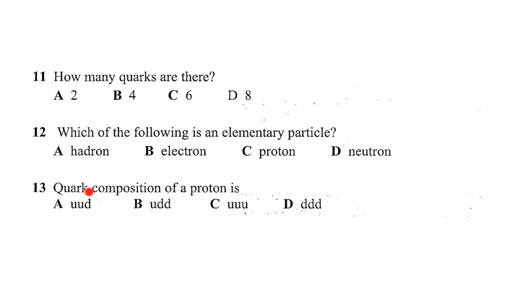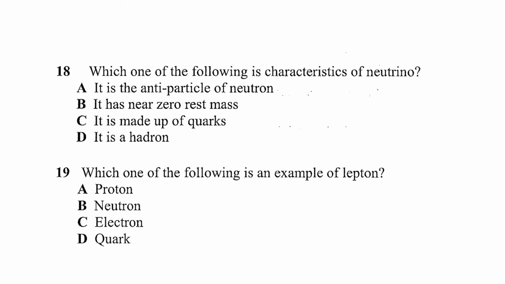Next one, the quark composition of a proton is up, up, down. So for question 18, what are the characteristics of a neutrino? Yes, it has near zero rest mass. Right. And for 19, which of the following is an example of a lepton? It is actually an electron.